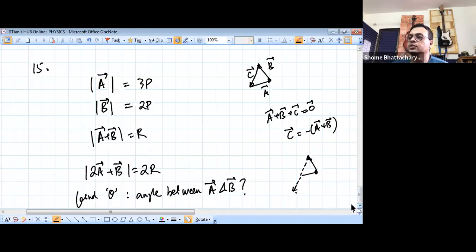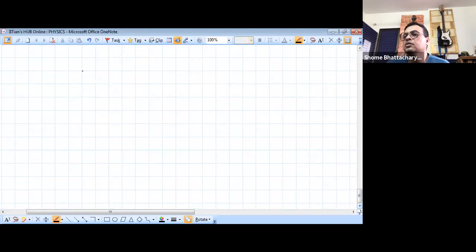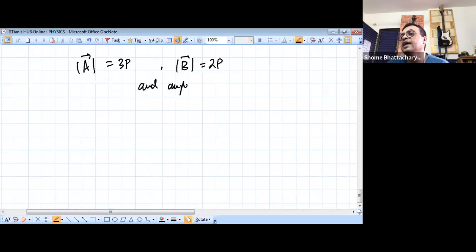Okay, so let's understand how we'll do this. So we'll apply triangle law over here. Okay, so magnitude of A is 3P, B is 2P, and angle between them is suppose theta. Okay, then R being A plus B.